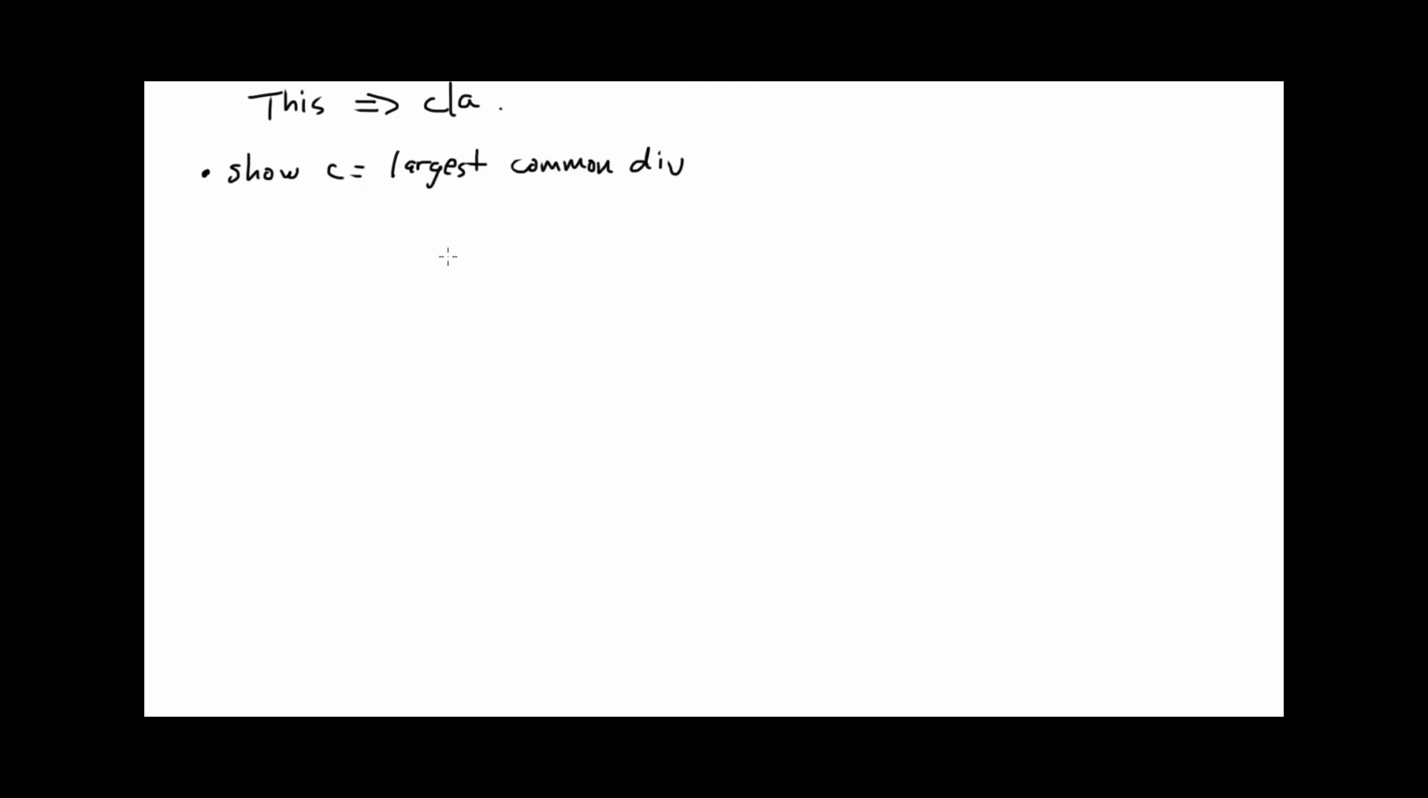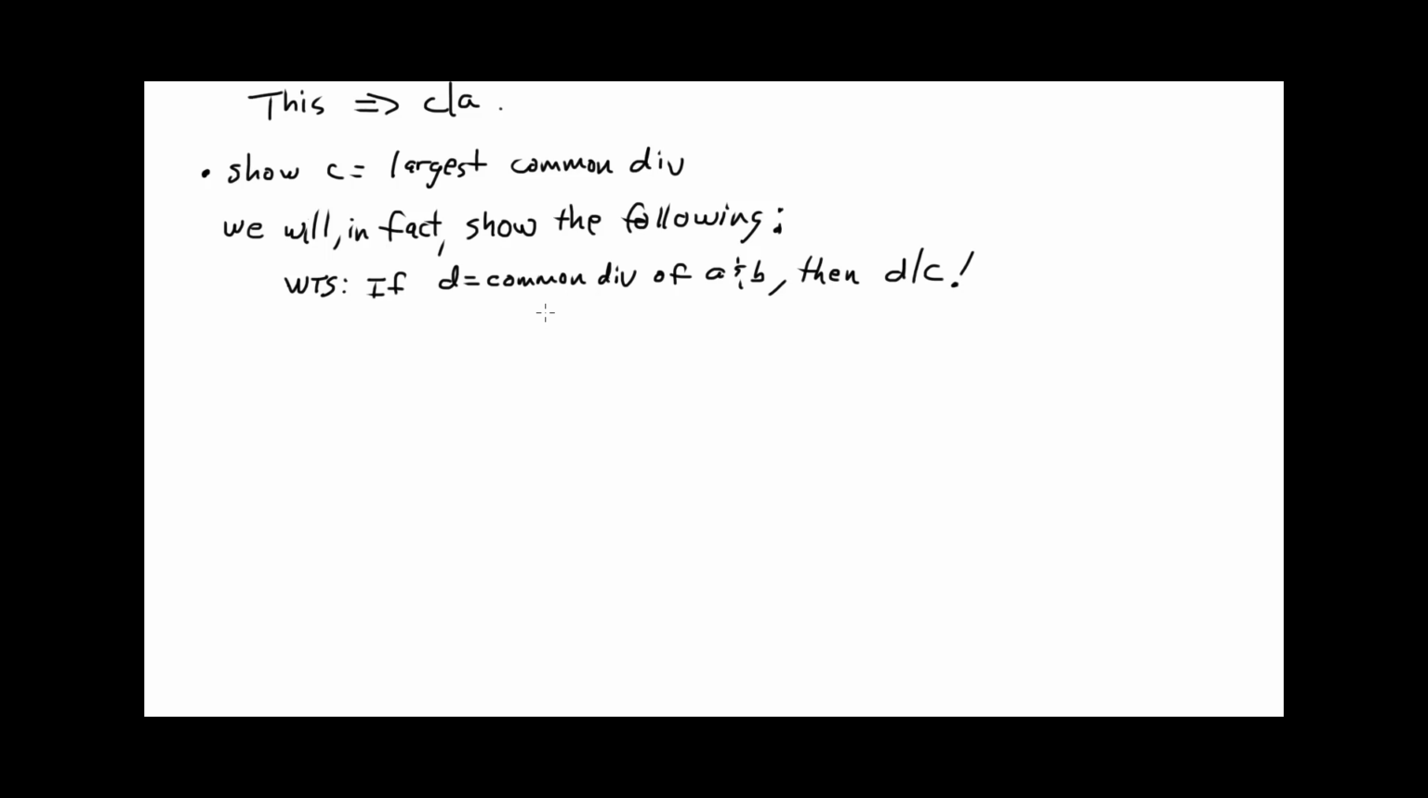Now, oddly enough, to prove this result, we'll end up showing something much stronger and much more useful. What we'll end up showing is that if D is any common divisor, then D actually divides C. So, any common divisor of A and B actually divides C. If we do this, then that'll be sufficient. So D will be less than or equal to C. Don't forget C was positive, so we don't need absolute values. So we get D is less than or equal to C, and therefore it's the largest.